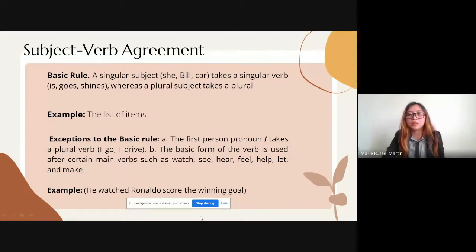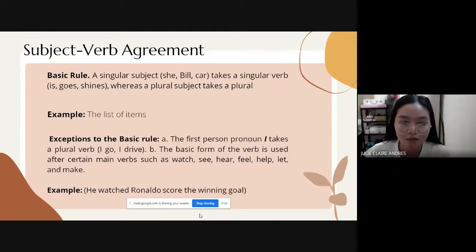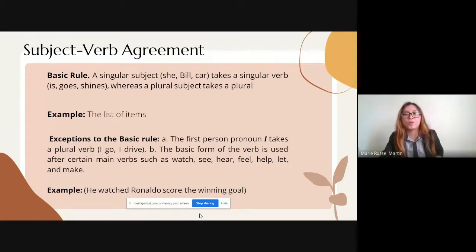Or anyone else who can recall other first person pronouns such as I, me, mine. There are a lot. Our, ours, and us, ma'am. Yes, that's correct. Thank you so much, Julie. So those are the first person pronouns. Now, we need to remember that only the pronoun I should take the plural verb. Other first person pronouns that we mentioned earlier should still follow the basic rule.